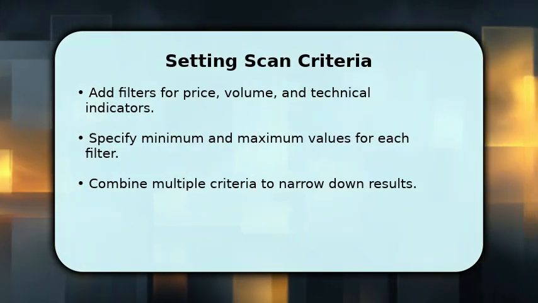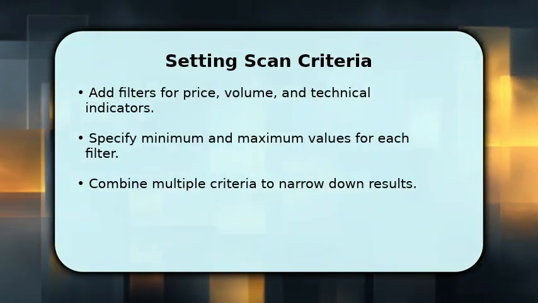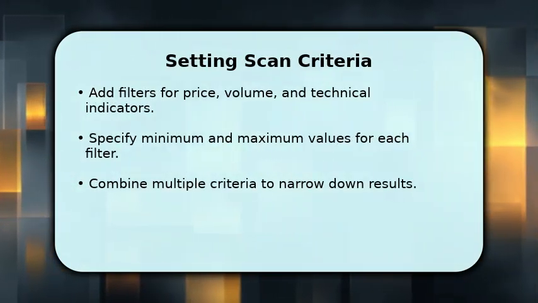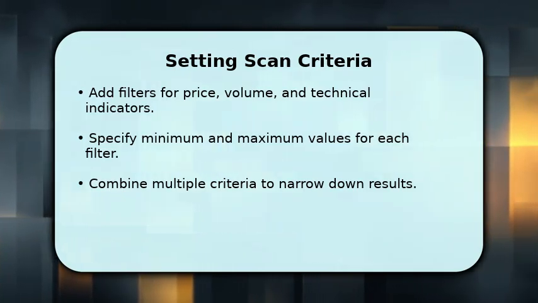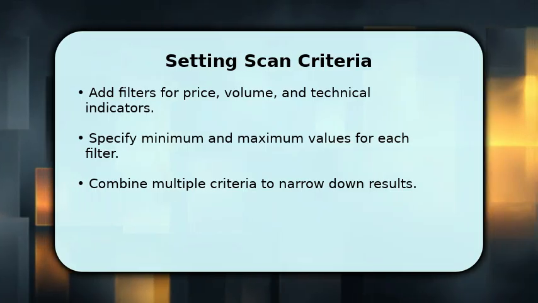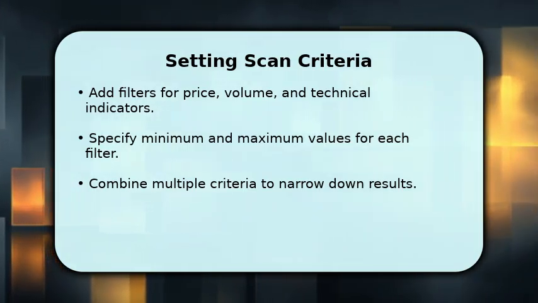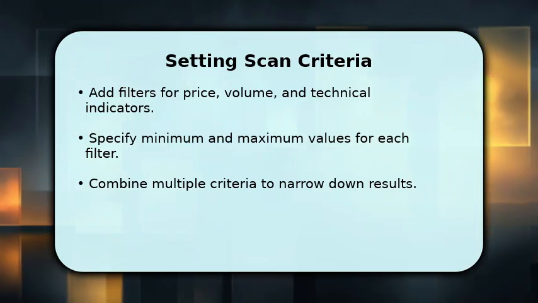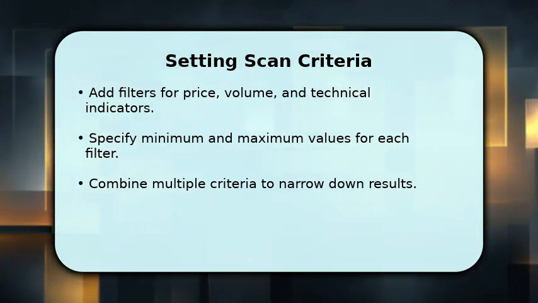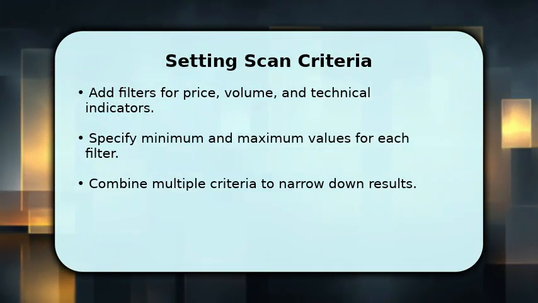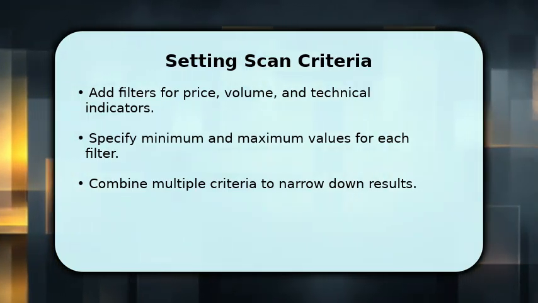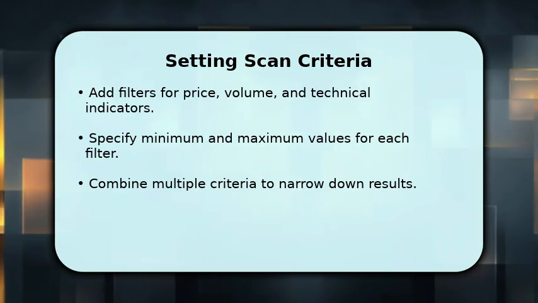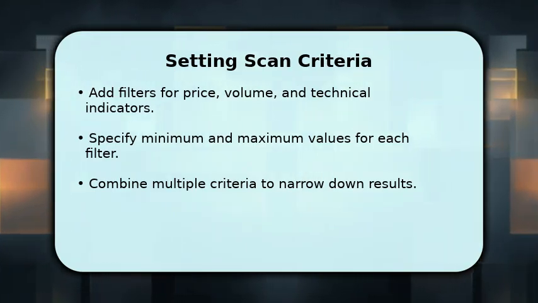Now, let's set up your scan criteria. Begin by adding filters such as last price, volume, or various technical indicators like RSI or moving average. You can define specific ranges, for example, a stock price between $10 and $50, or a daily volume over 500,000 shares. Combining multiple filters helps refine your search, ensuring the results align precisely with your trading strategy.